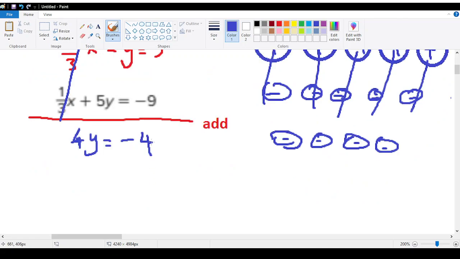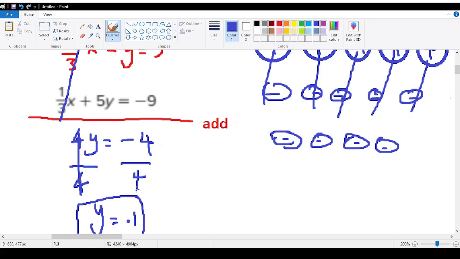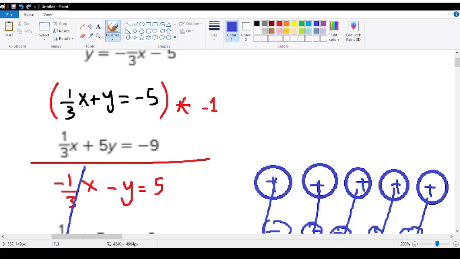And then we divide by 4, the other side too. Divide by 4. So these will cancel out. So y equals -1. Correct. Now we will go to one of the equations to find the other variable. So you go to the first or the second, it's up to you. I want the second equation.